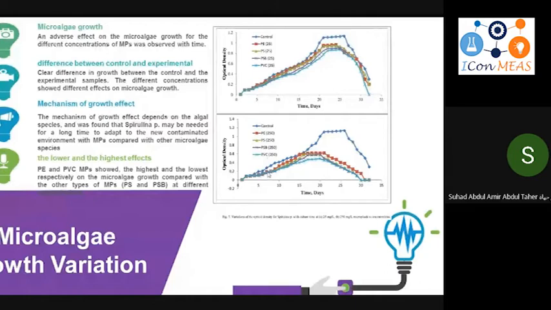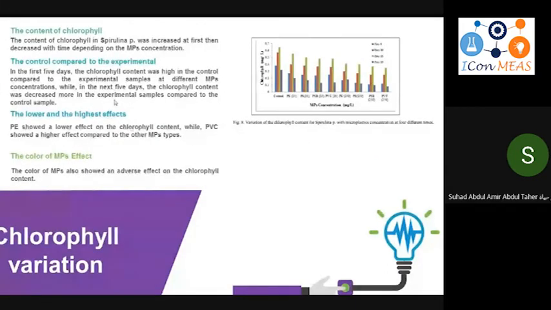Chlorophyll variation is also affected by the concentration of microplastics. The chlorophyll content in Spirulina increased the first time, then decreased with time depending on microplastic concentration. Compared with the control, we can see the difference between them is very clear.